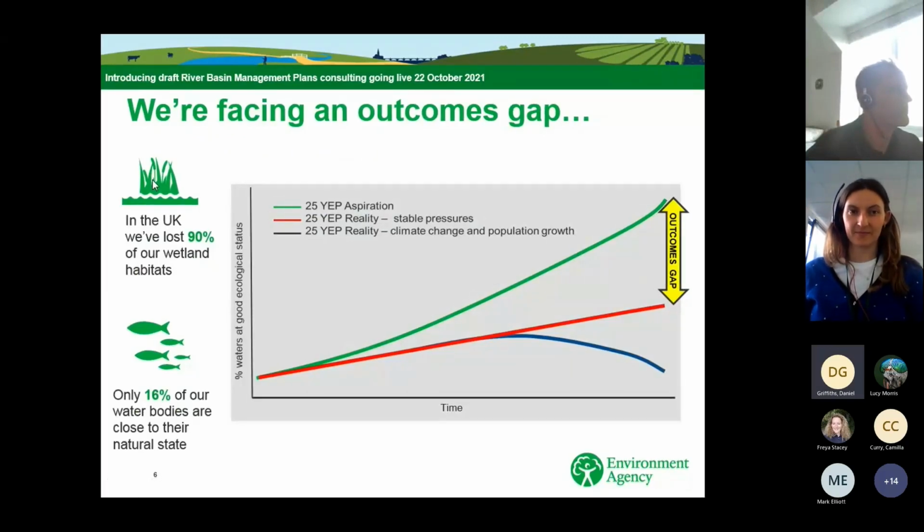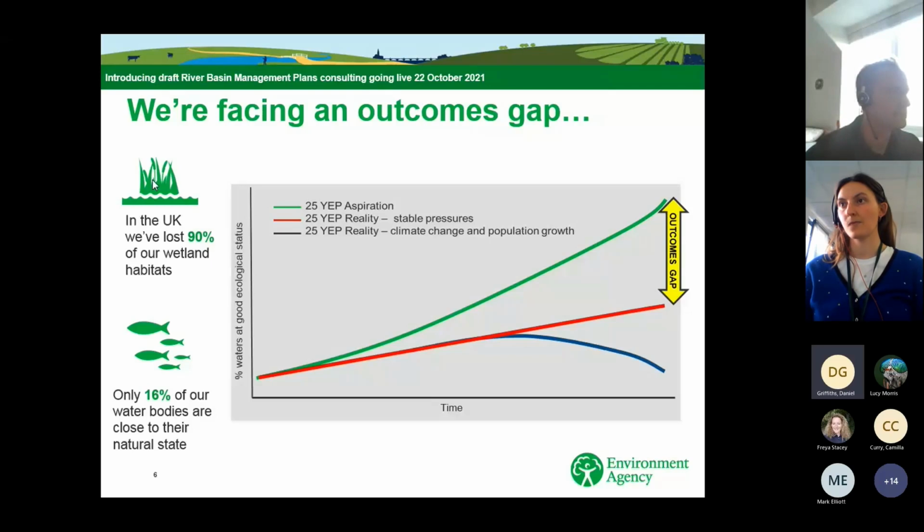Just to put the current state of play into context, we've got some significant challenges with delivery. The first of which is the outcome gap, which is shown by the graph here. The red line in the middle projects where we're heading with stable pressures. The blue line is the reality of the matter, where we've got the issues of climate change and population growth adding to what we're currently seeing. And the green line is ultimately aspiration, which is to get to that 25-year environment plan headline figure.